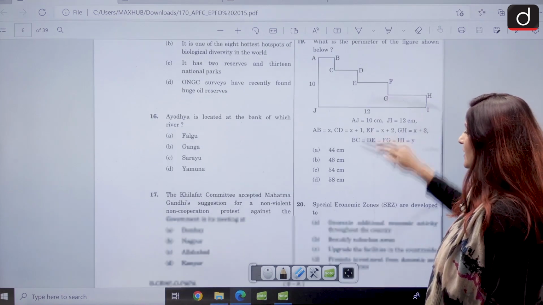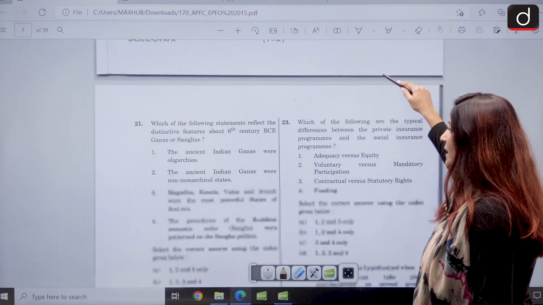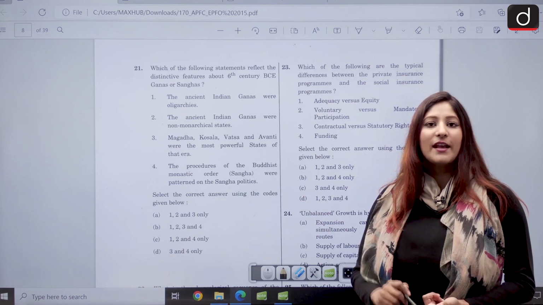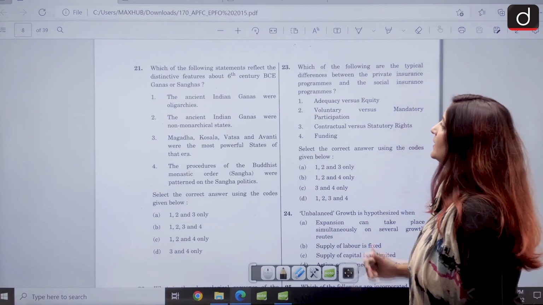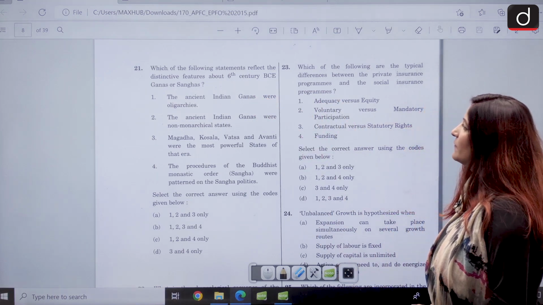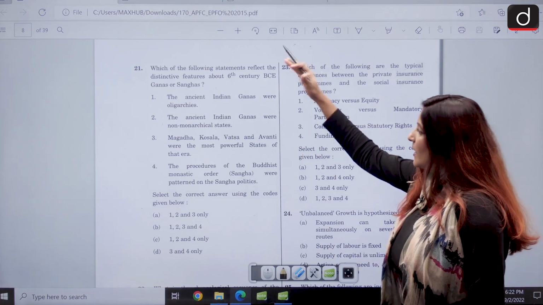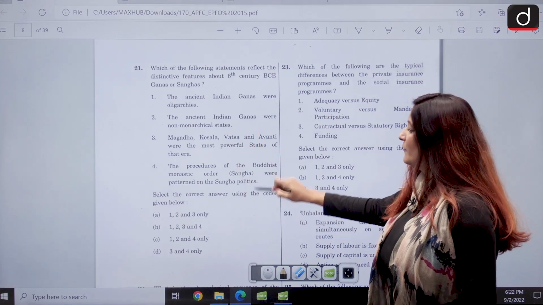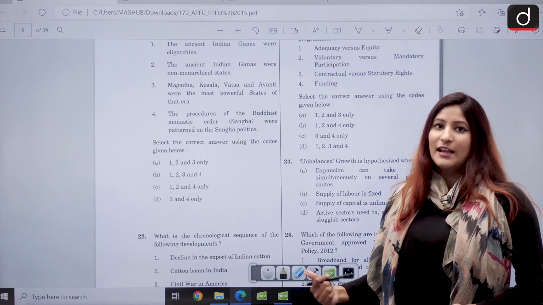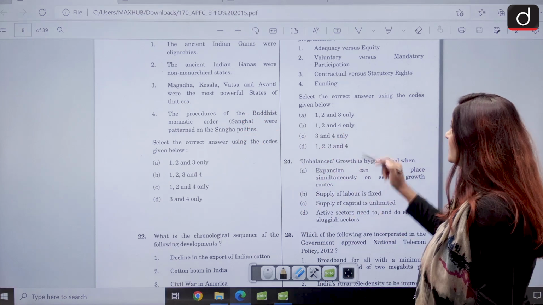Then I have already discussed this. Moving ahead to the next set of questions. So you see history has already been, we have seen history. We have seen current affairs, maths, English, and economics. Again, which of the following statements reflect the distinctive feature about 6th century BCE Ganas or Sanghas? Statements have been given. You have to select the correct statement, much like UPSC Civil Services examination. And again, balance, look at the balance. Ancient India plus statement. Word-based question, statement-based.